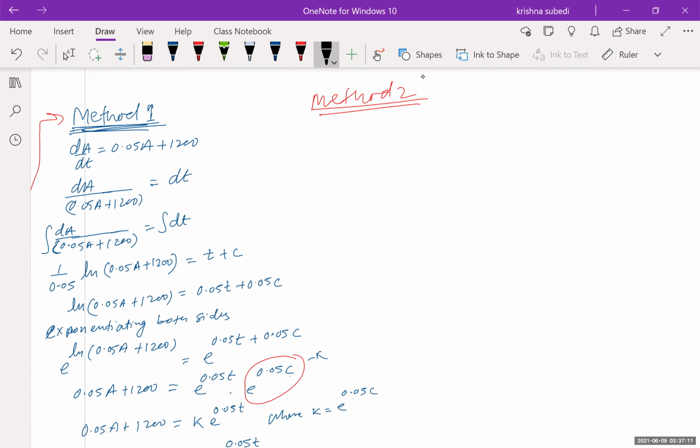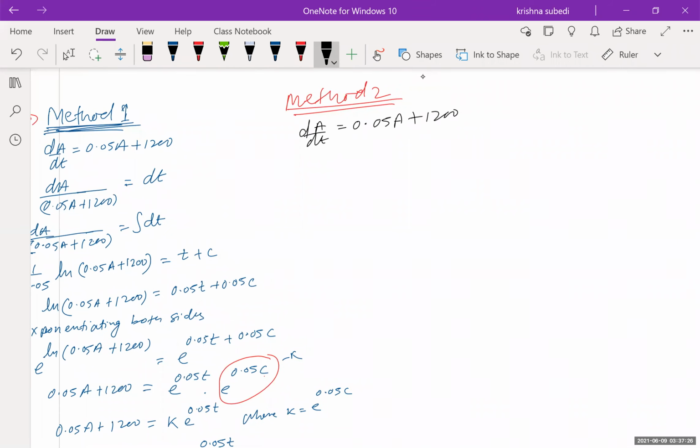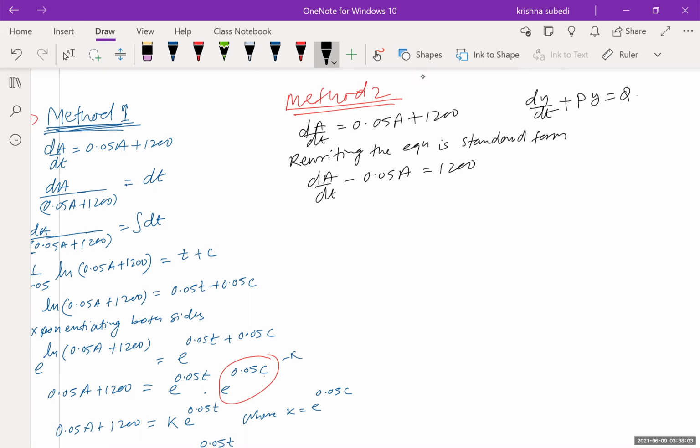So to use the integrating factor method, let me just copy the question. dA over dt equals 0.05A plus 1200. Now notice the standard form of a linear first order differential equation is dy over dt plus py equals q. It is not in the standard form, so to change it into standard form, rewriting the equation in standard form, we get dA over dt minus 0.05A equals 1200.